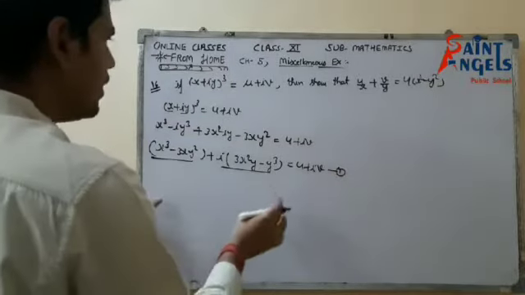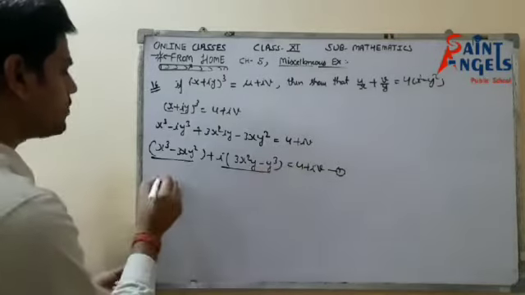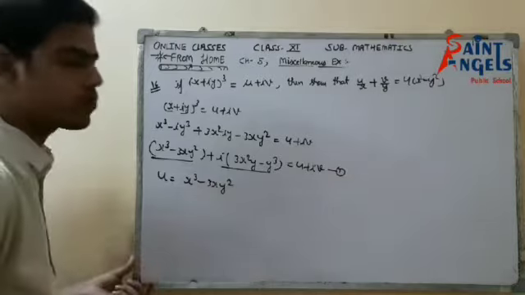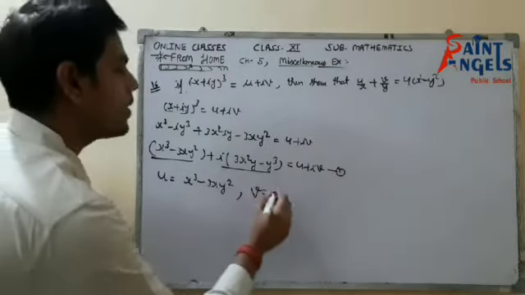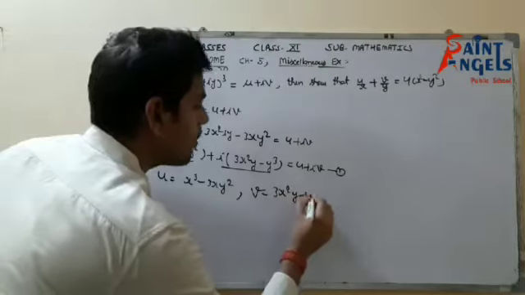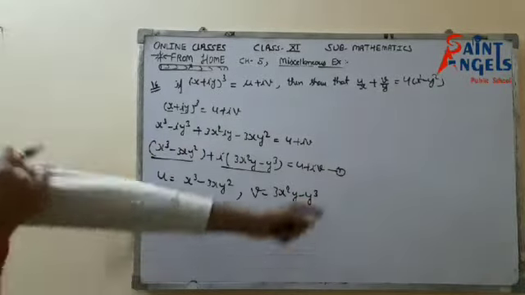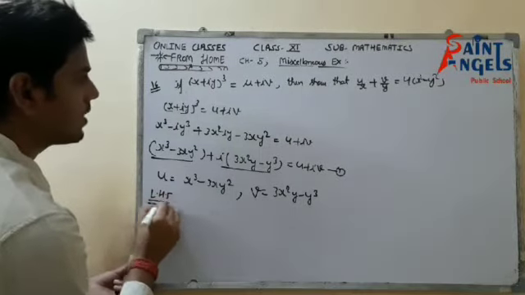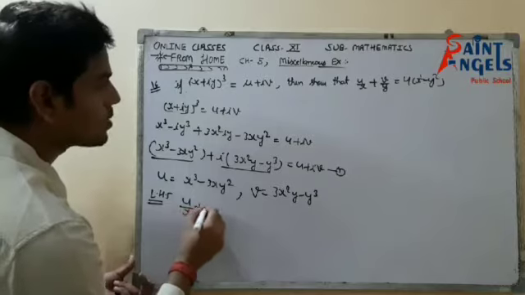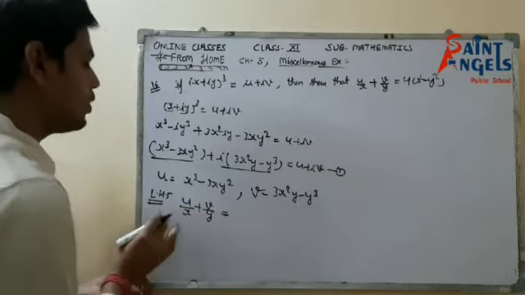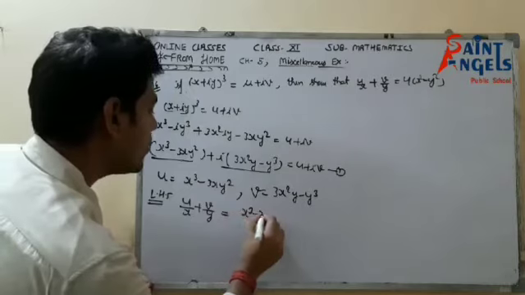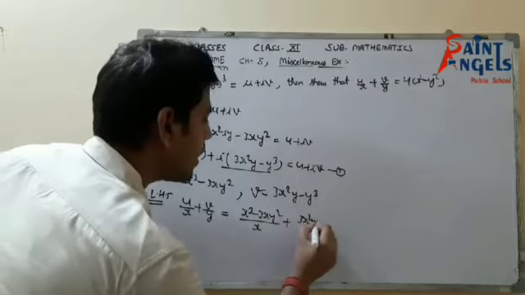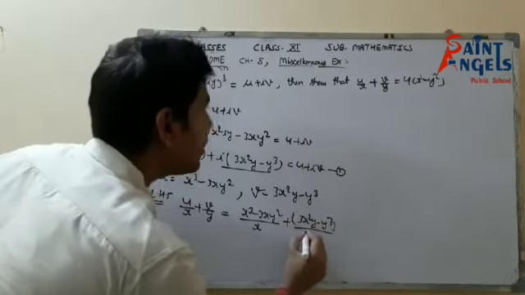Now here I will find the value of u, which would be x cube minus 3xy square, and the value of v would be the imaginary part, 3x square y minus y cube. So these are the values of u and v. Now take LHS. LHS would be equal to u upon x plus v upon y. So the value of u is x cube minus 3xy square upon x, plus the value of v is 3x square y minus y cube upon y.